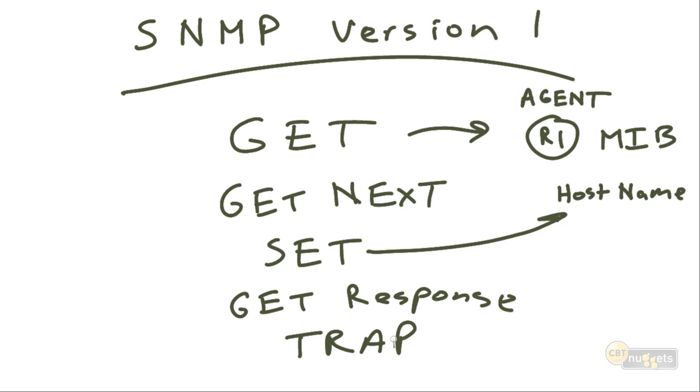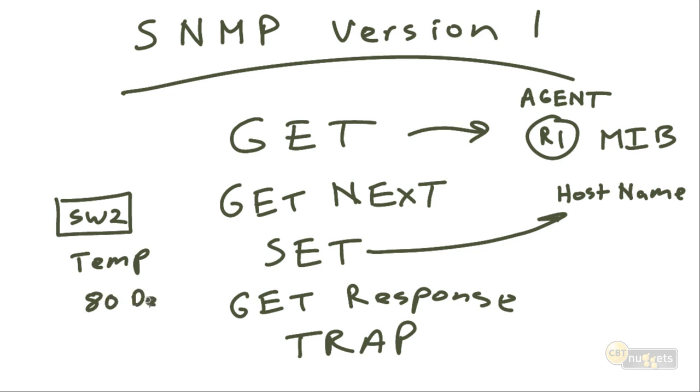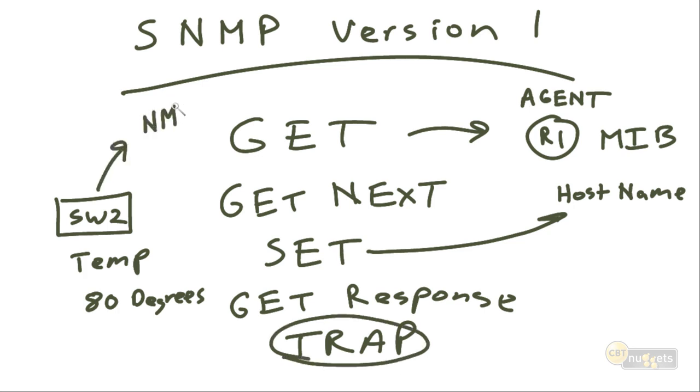What is a trap? Well, let's say we're monitoring switch 2, and we decide to define a threshold of the internal temperature on switch 2. We say, look, if you get above 80 degrees, then that's a problem. So what we want you to do is send a trap to the network management station that says, alert. Danger, Will Robinson, danger. The temperature of this chassis has gone above a particular threshold. You see, this is a nice complement to the get feature.